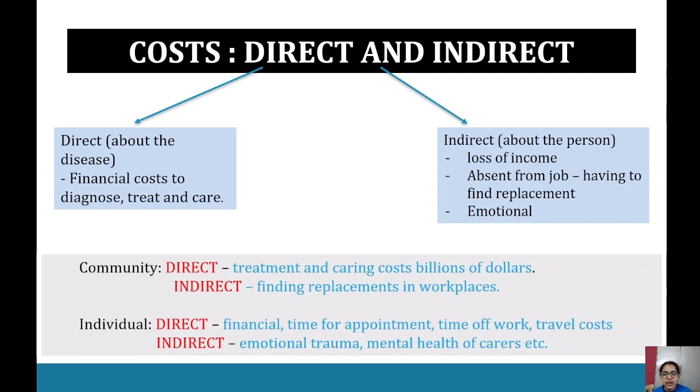So, if you look at the direct cost to community, there's the treatment and caring cost, which costs billions of dollars. The indirect is that you'll have to find replacements in workplaces. Then individual direct, obviously financial is the biggest one that comes to mind. There's financial cost. There's obviously time cost in terms of the time for appointments, time off work, and travel costs. And indirect costs, of course, are linked to the emotional trauma of both the people affected, their families, but also the mental health of the carers.